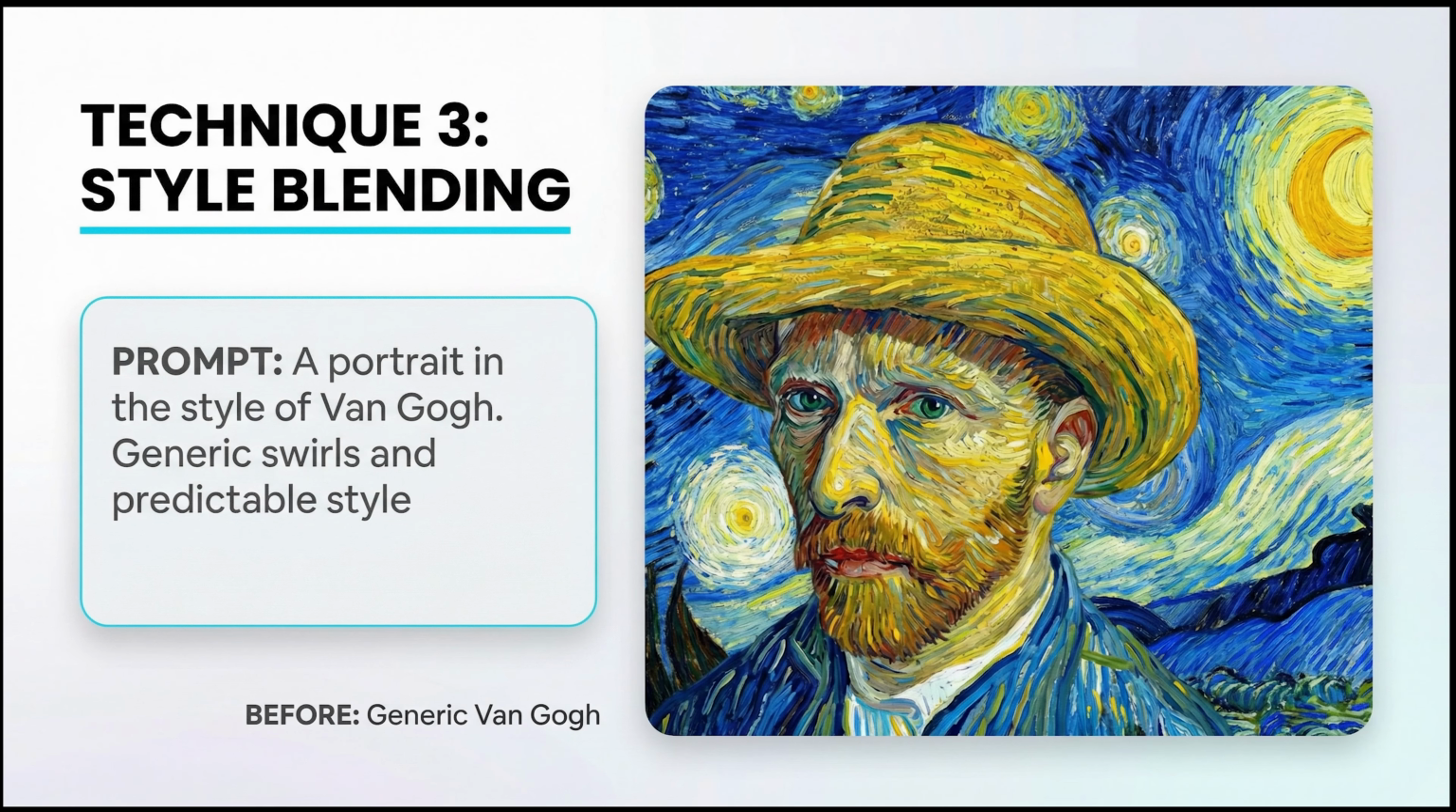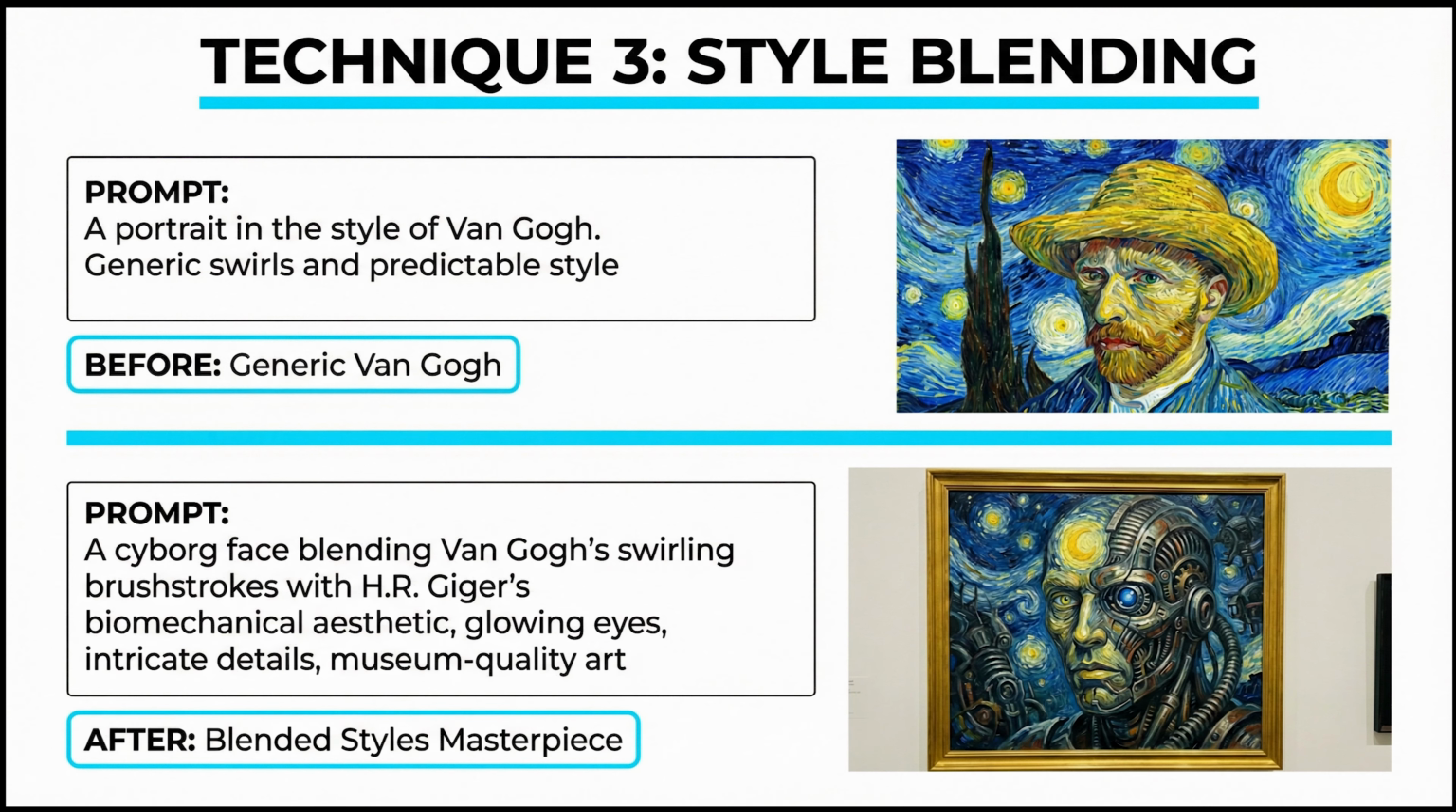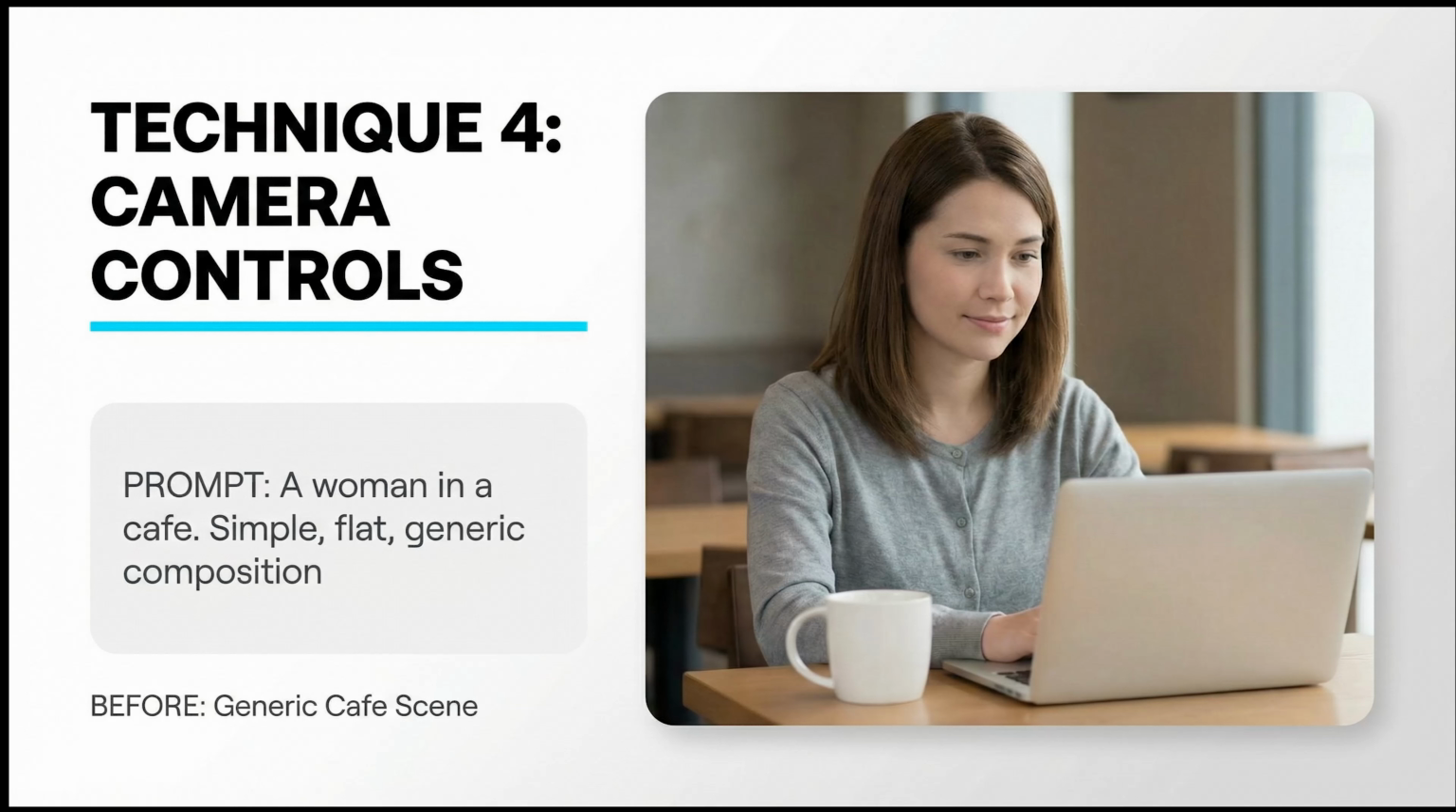Technique 3: artistic style blending. Don't just use one artist style. Force the AI to blend 2 completely different conflicting styles. For example, if your prompt was a portrait in the style of Van Gogh, you should rewrite this prompt to be a portrait of a cyborg painted in the combined styles of Vincent van Gogh and H.R. Giger.